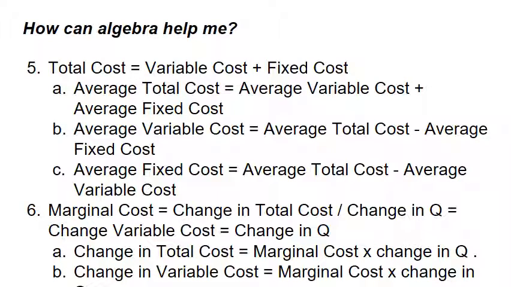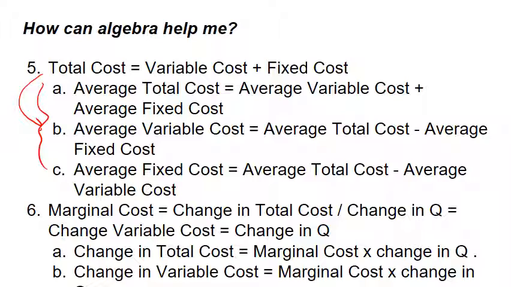We know total cost is the sum of variable and fixed. This has several important implications. When we divide both sides of that equation by Q, we'll get average total cost is the sum of average variable cost and average fixed cost. And from there we can take the difference. Average variable cost is the difference between average total cost and average fixed cost. Average fixed cost is the difference between average total cost and average variable cost.